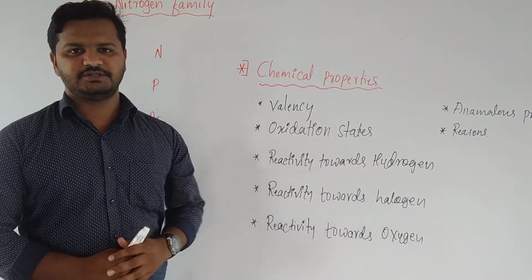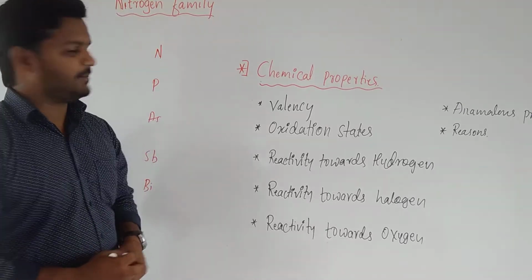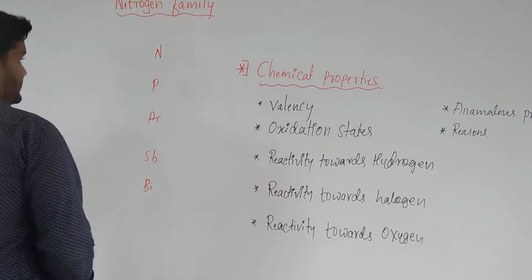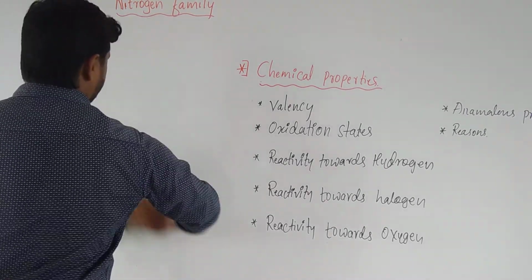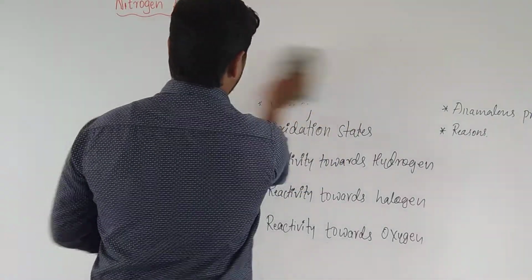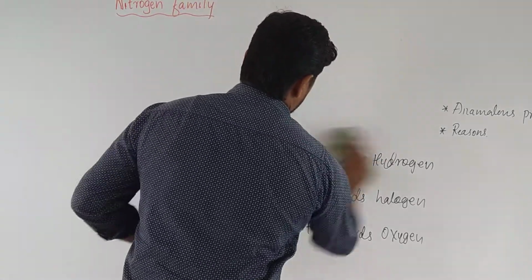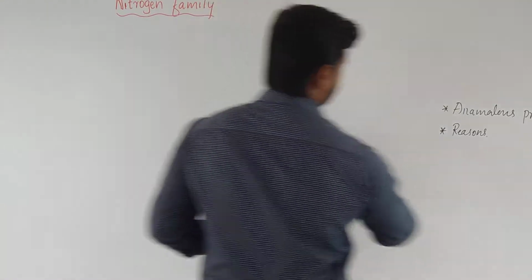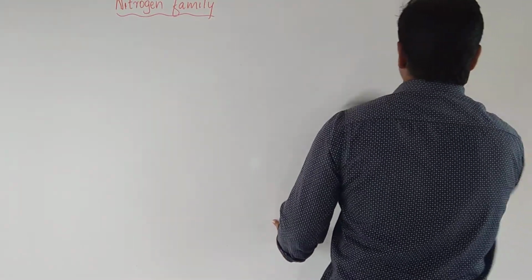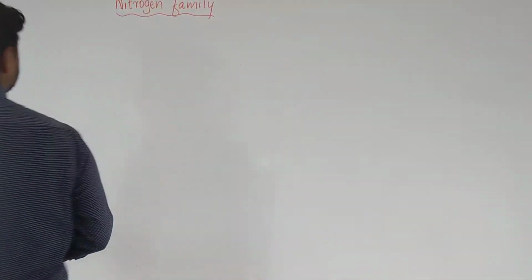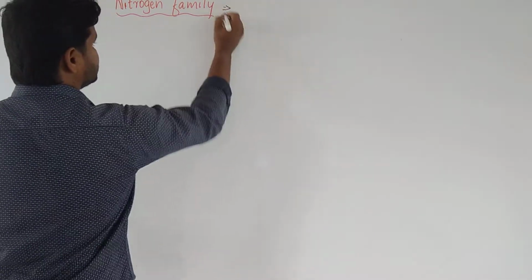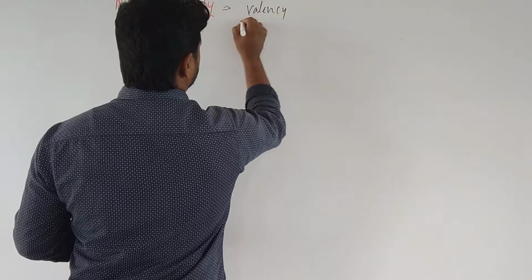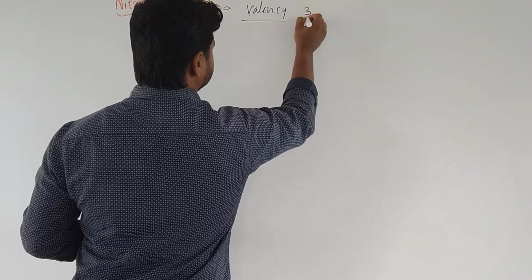Okay, let us start one by one with the nitrogen family's chemical properties. So first one, chemical properties of group 15 elements. In that, first one, valency. So students, you already know that the nitrogen family contains valency 3. Nitrogen has valency 3.